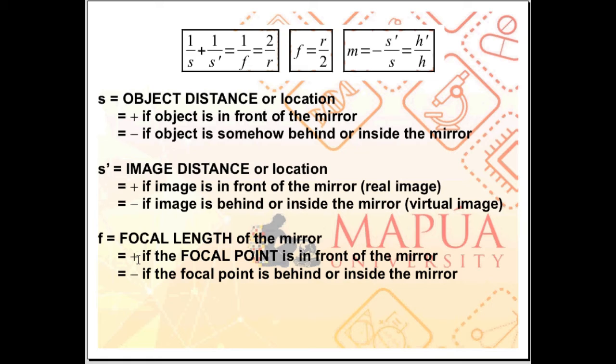F is positive if the so-called focal point is in front of the mirror. You'll see what we mean by focal point in the next slides. If the focal point is in front of the mirror, F is positive, but if F is negative, the focal point is behind or inside the mirror.